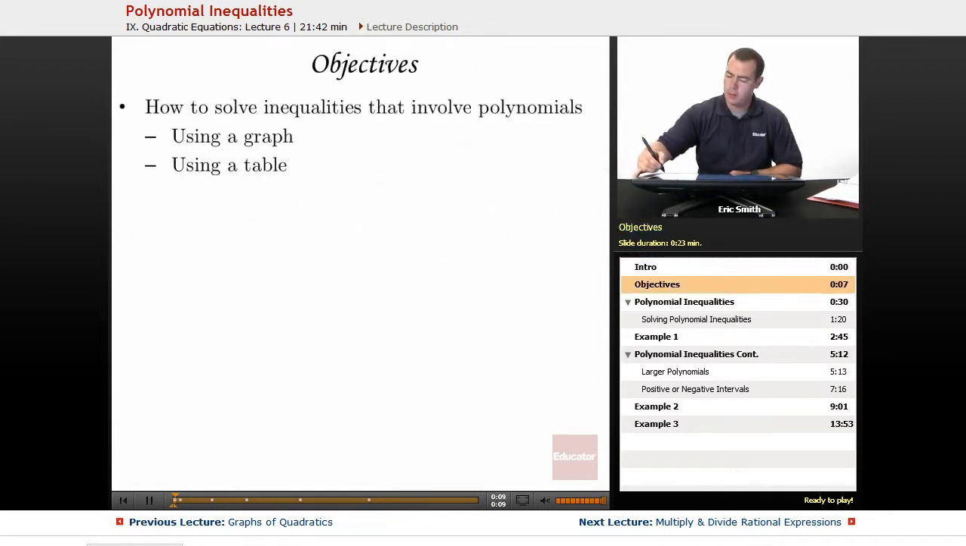Now, when it comes to polynomial inequalities, I'm going to show you two techniques that you can really use to handle these. One, you can take a look at their graph and really figure out where they're greater than or equal to 0, or you can use the table to really track down their sign. Both of these are important, and since we have developed lots of graphing techniques, they are both very handy.